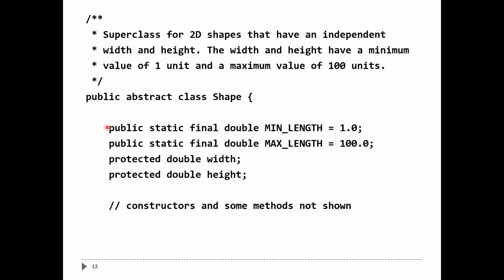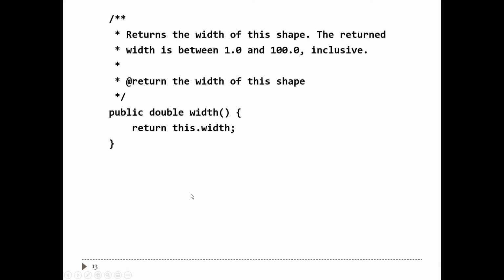Our shape class has two public static final fields that represent constants that are important to the class, right? So those are the minimum and maximum lengths. It has two protected fields representing the width and the height of the shape. The width method for the shape class returns the width. Its contract says that it returns the width of the shape and that the return value is always between 1 and 100.